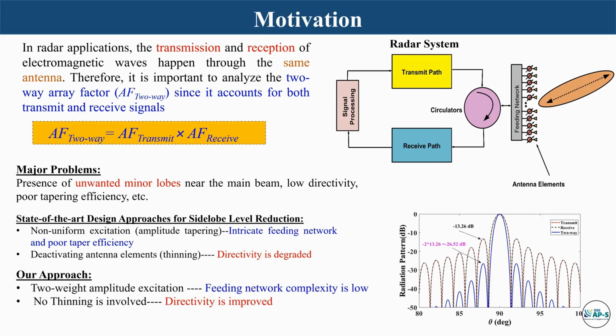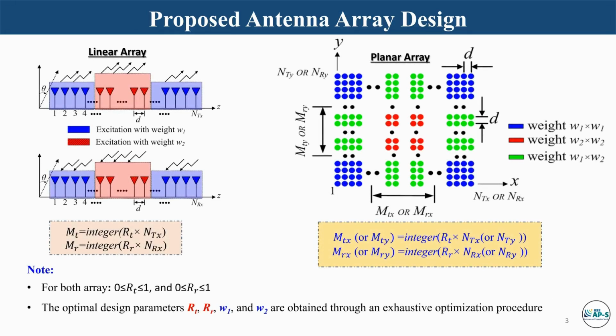Therefore, in our approach, we use the two-way amplitude distribution in order to lower the feeding network complexity, and no thinning is involved, which means the number of active elements are high. Therefore, the directivity is improved. We propose a linear and planar arrays where the antenna elements are illuminated with two different excitation levels.